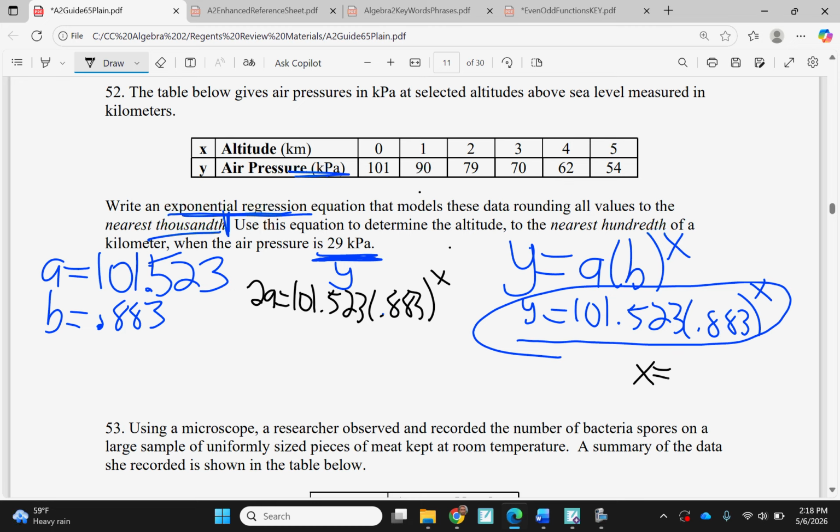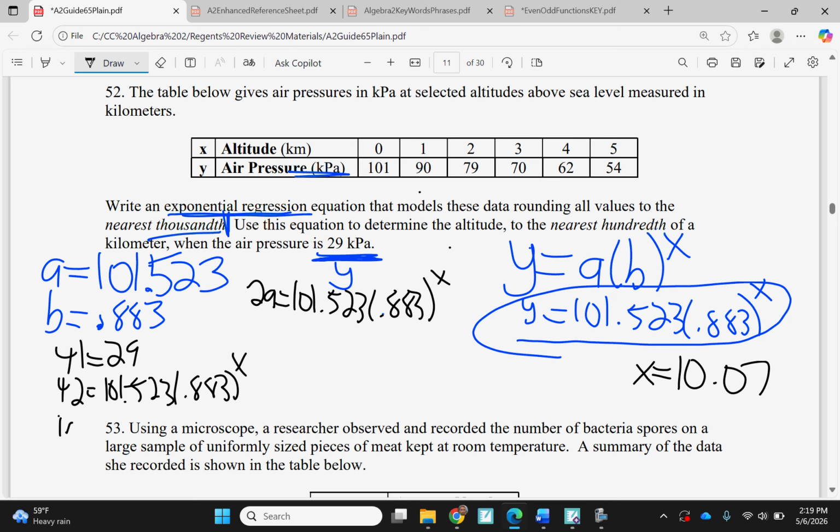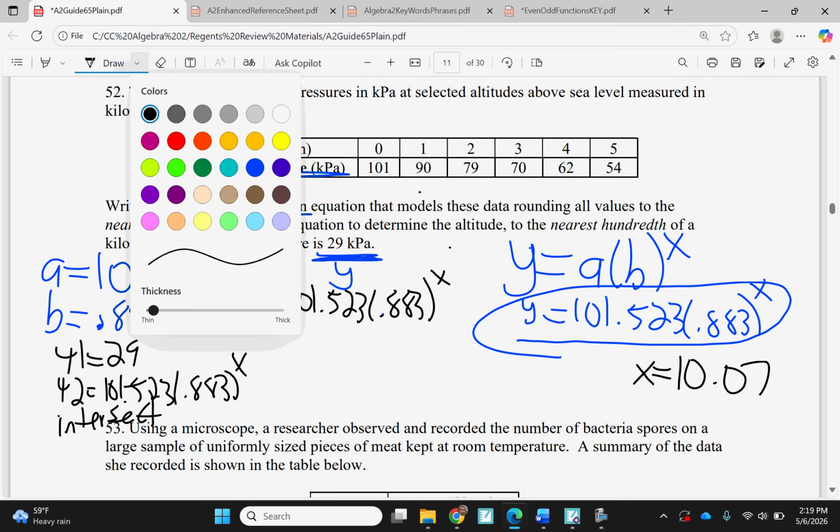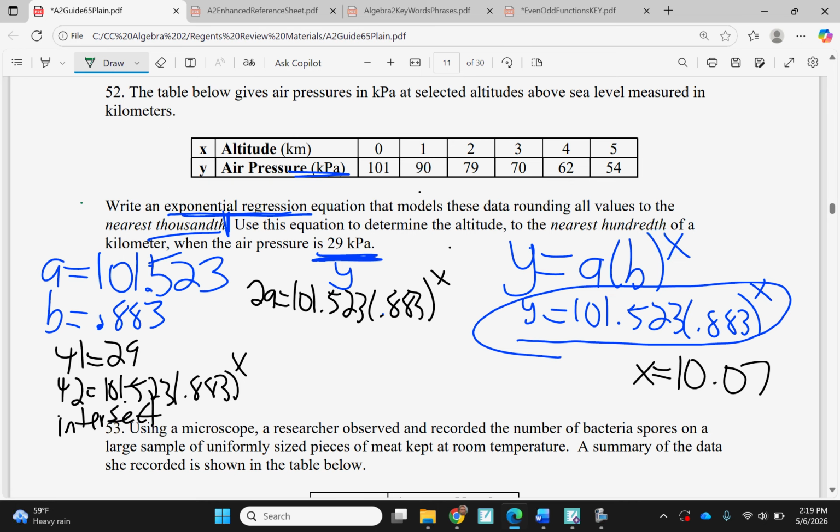The work I should show is the work I showed you before. I should write y1 equals 29, y2 equals 101.523 times 0.883 to the power of x, intersect. Now, ideally, you may or may not get full credit for that. Ideally, you know how to solve this algebraically using logs. So I'm going to do that now.